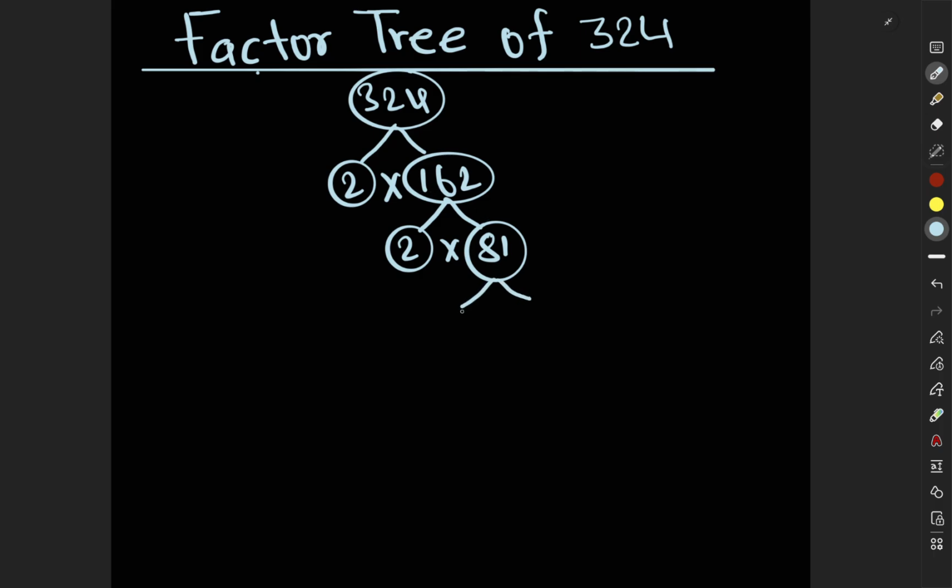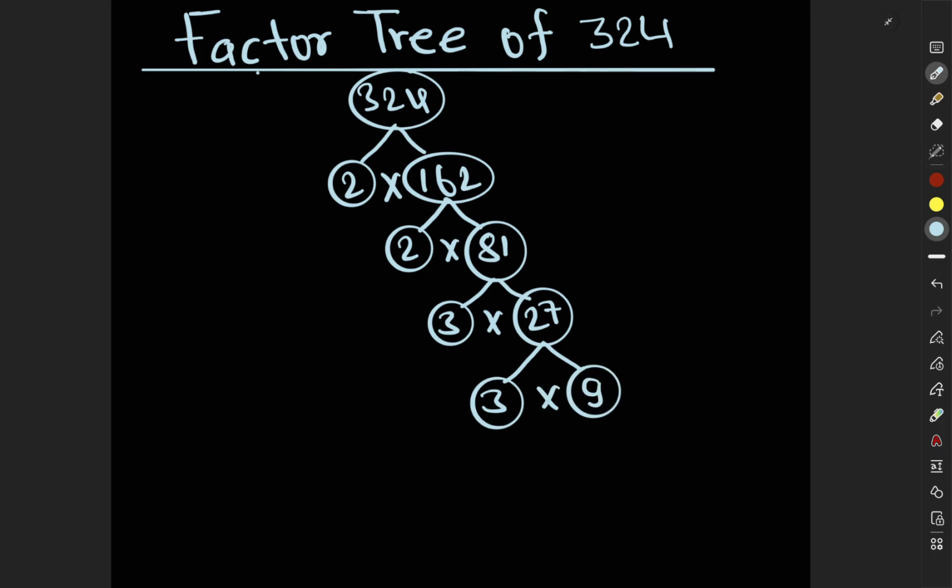81 can be written as 3 times 27. 3 times 27 means 81. 27 can be written as 3 times 9. 3 times 9 means 27.